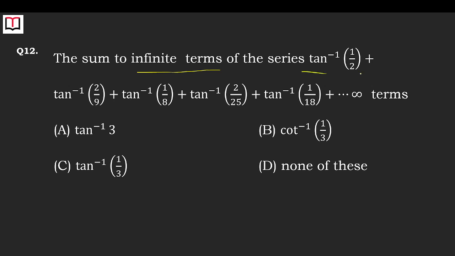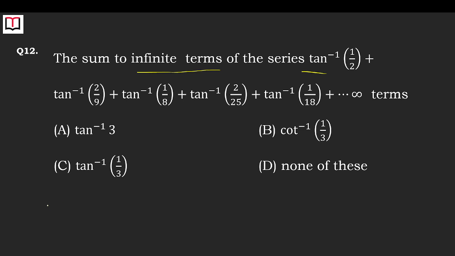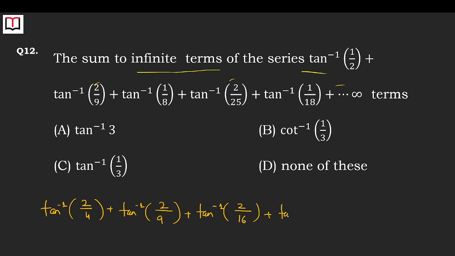Again, infinite terms of a tan inverse series. So that's the second question we have for tan inverse. For this one, I rewrote the series as 2 by 4, because I saw that in every next alternate term we have a 2. So I just got 2 in every term, plus tan inverse of, and the moment I wrote it, if any one of you couldn't solve it, now it will be a eureka type of moment, isn't it? So tan inverse of 2 by 36.